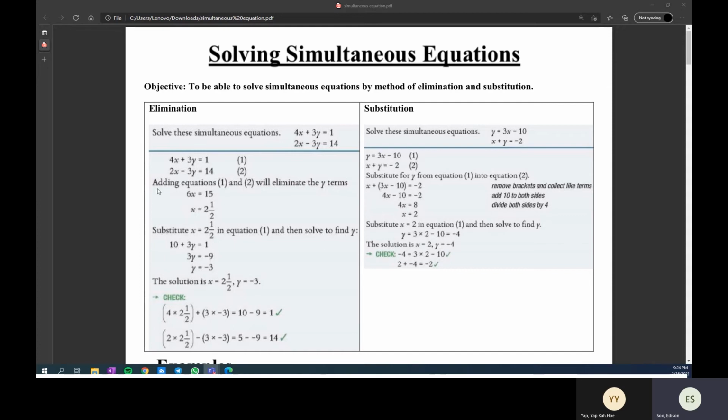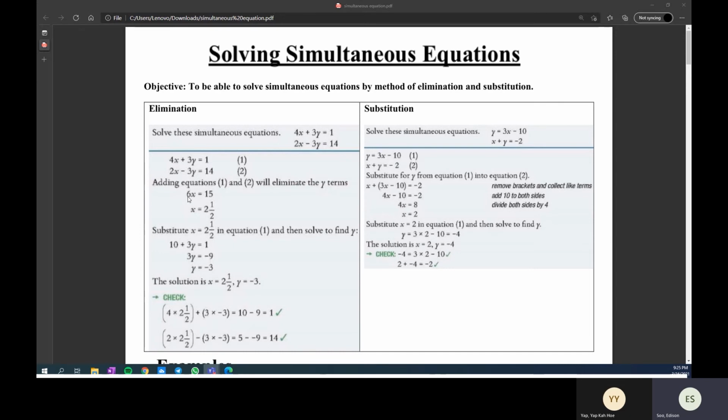As you can see on my screen, we have this example to solve the simultaneous equations through the method of elimination. We have two equations: 4x plus 3y equals 1 and 2x minus 3y equals 14. We want to eliminate one term, either x or y. In this example, it is easier to eliminate the y terms, and we do that by adding equation 1 and equation 2 together. This results in 6x equals 15, which gives x a value of 2.5.